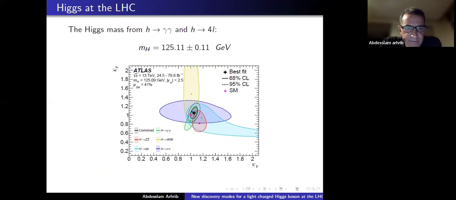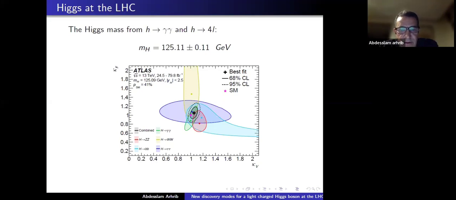Okay. As I said before, in 2012 at the LHC, ATLAS and CMS discovered the Higgs boson, with what we used to call the golden modes: the Higgs decaying to 2 gamma, and also Higgs going to 2 Z's. Now, after more than a decade of running and taking data, we know that the Higgs mass is given by this value, which is quite spectacular. You see the error is of the order of 0.1 GeV. Nobody in the beginning was expecting such high precision, but the LHC is doing a great job.